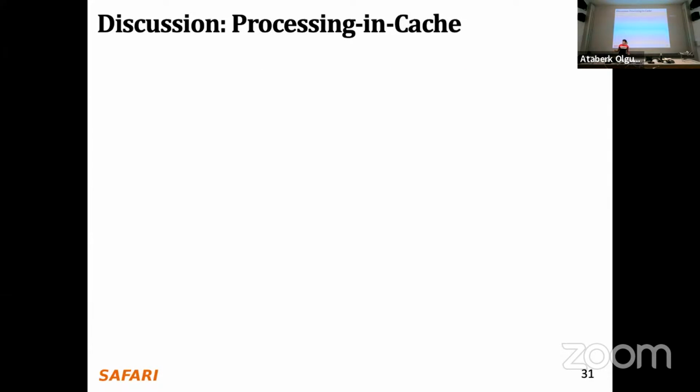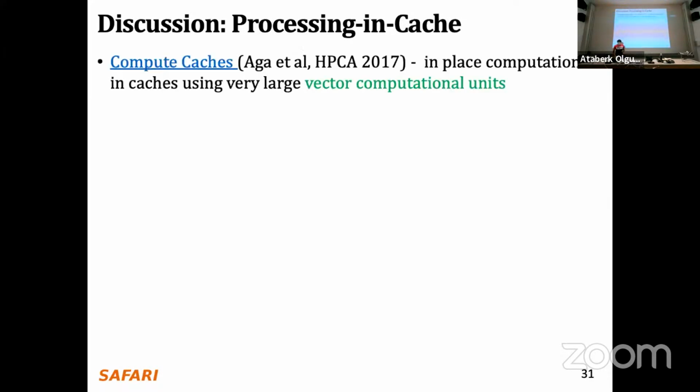Let's talk a bit about processing in cache research. Compute Caches, HPCA 2017, proposes in-place computation in caches using very large vector computational units. It proposes some basic operations like XORs, ORs, and ANDs of blocks within caches themselves. And these vector computational units abstract away the design, and they look like vector units that are kilobytes large as compared to SIMD computational units that are just a few bytes.